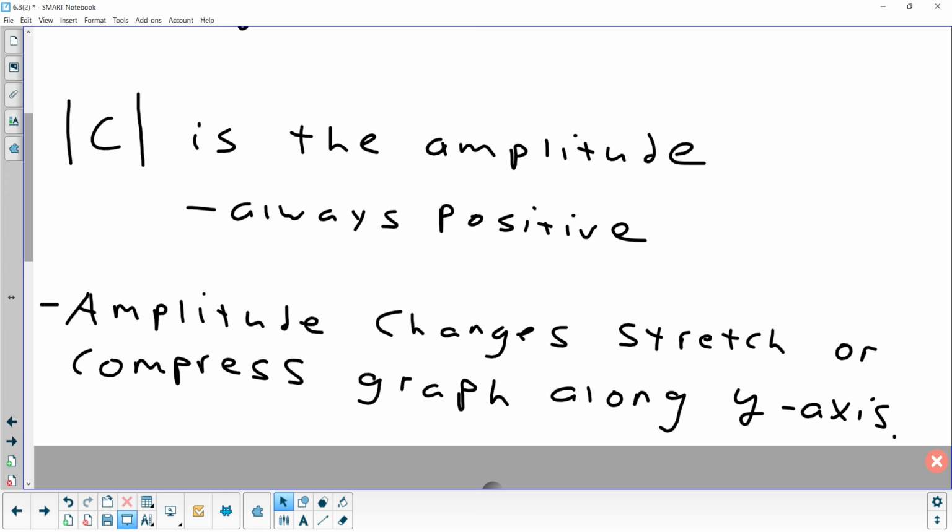So keeping this in mind is going to tell you, if you think about that original table, it's going to tell you what's changing and what's staying the same. Amplitude is going to stretch or compress the graph along the y-axis. So when we do an amplitude change, think about your coordinate. What part of the coordinate is going to change if you stretch or compress vertically? What part of your coordinate would change, your x or your y?